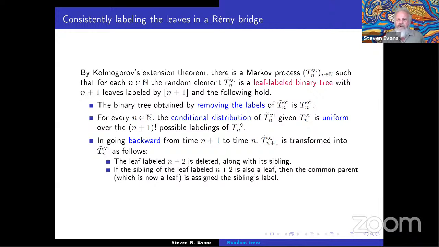First of all, we're going to introduce this way of taking the successive values, the successive trees that appear in the Rémy chain, and labeling the leaves of those. So at time n, there are n plus one leaves, and we're going to label them in a bijective way with the numbers one up to n plus one.